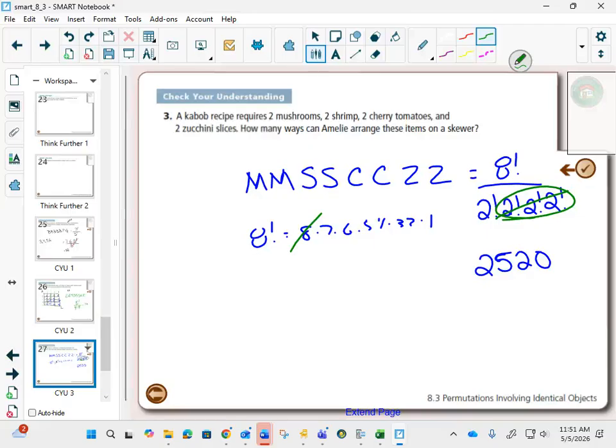So do we get a calculator or something? Yes, you get a calculator for some of these questions. But you'll have to do some multiplication in your head. But maybe not that big. Okay.